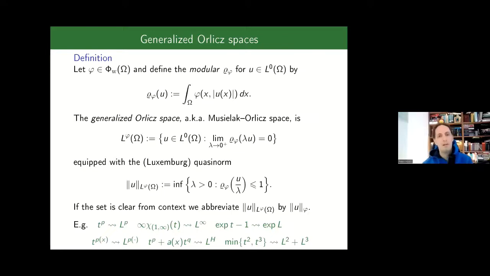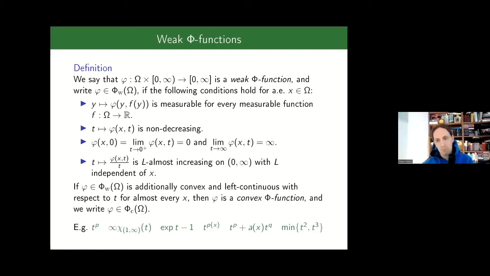And once we have this kind of function phi from the previous slide, then we define this modular and norm like this. This is very well known from Orlicz space theory and also generalized Orlicz theory. So all of these are standard definitions. For instance, we can take this Luxembourg norm, which is defined like this. The only difference here is that this basic definition is more general.